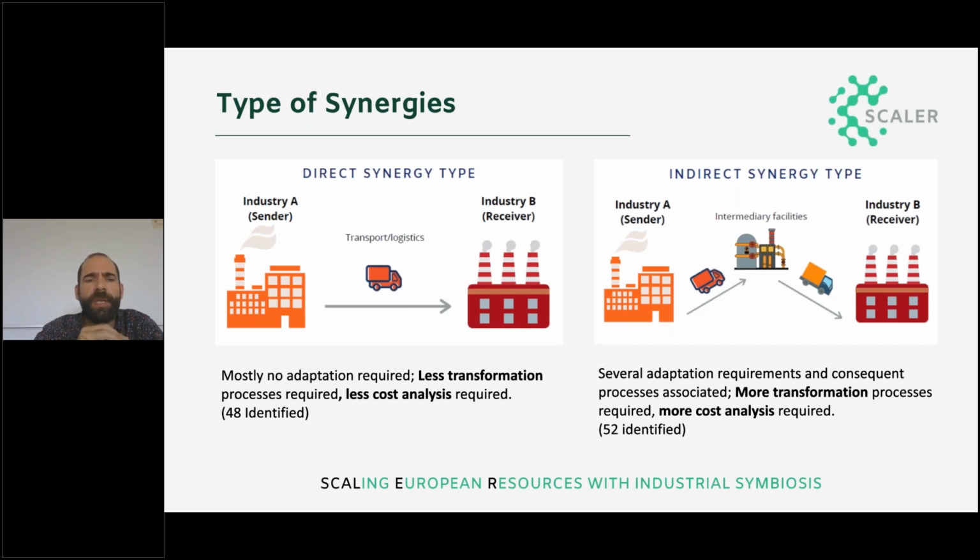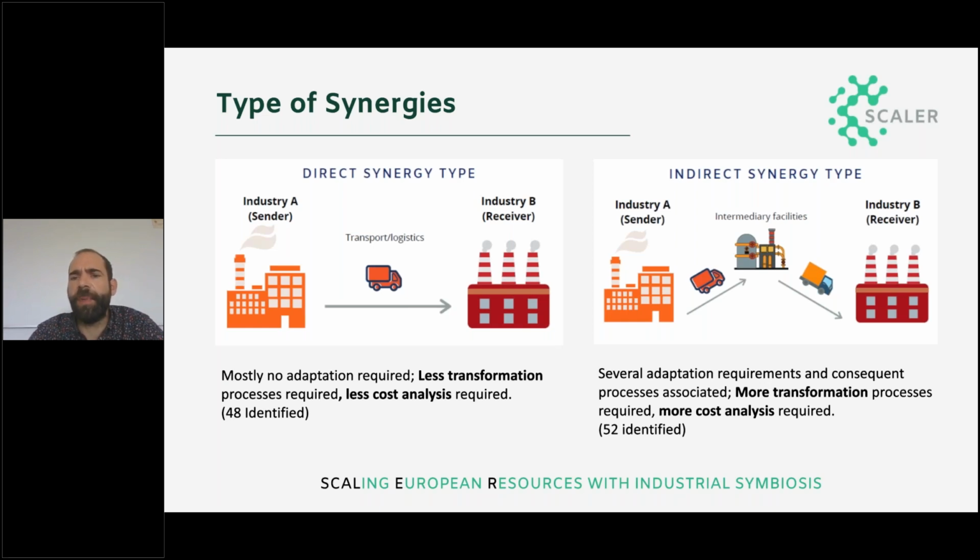Why? Because mostly we are using directly the raw material, the byproducts or the residues and waste that we have from an industry directly to another one without the need of intermediary process, treatments or pre-treatments. As can be thought, these processes will require less transformations, less cost analysis required to canalize it to another industry. From the 100 synergies analyzed, 48 direct synergies were contemplated in this process.